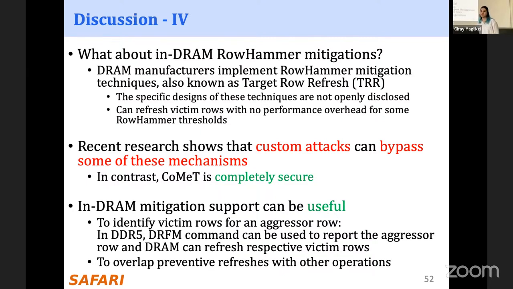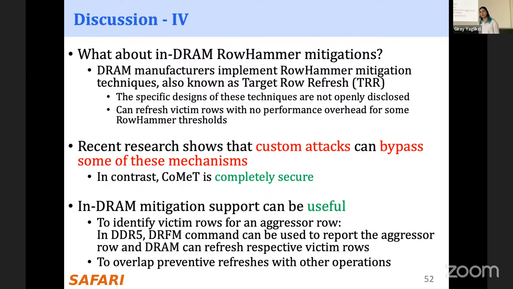The DDR5 command, the DRFM command, doesn't report victim rows for the aggressor row. What it does is the memory controller tells the device this is an aggressor row, and then the device refreshes the victim rows according to that aggressor. So it doesn't tell the memory controller which rows are victims, it just performs the refresh.